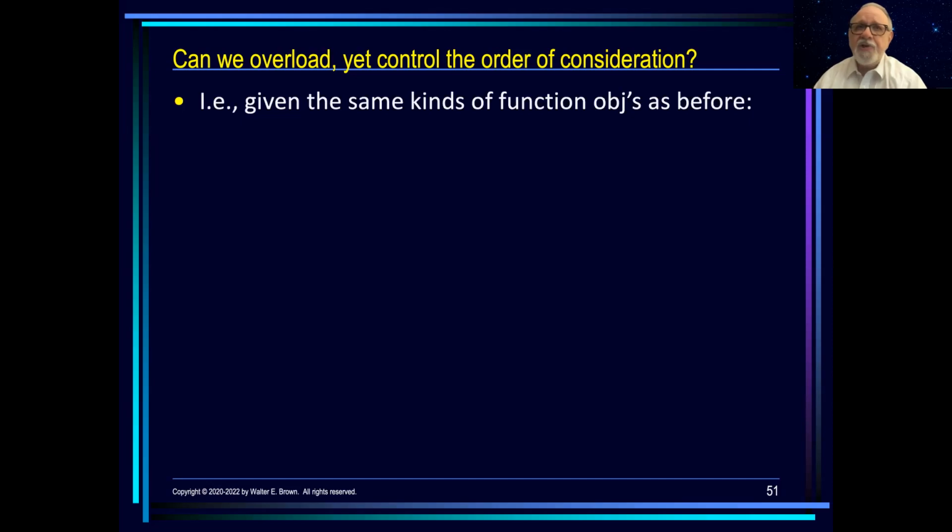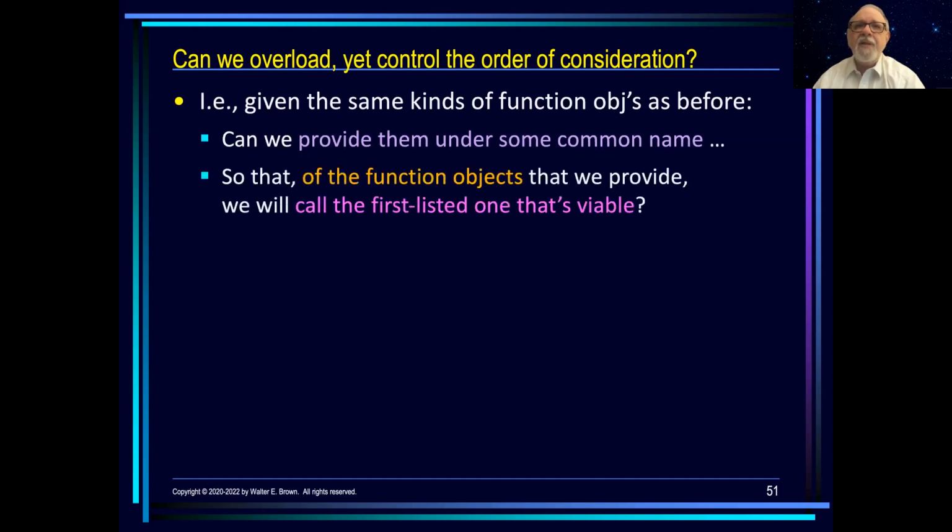Given the same kinds of function objects I described before, can we provide them under some common name so that of the function objects that we provide, we call the first one that we provided that turns out to be viable? In other words, we don't throw them all into one big pot and look for the one that's best. We look at them in order. Is the first one viable? Can we call it? Yes, let's call it. We're done. No? Okay, let's look at the second one. Is it viable? Can we call it? Yes, let's call it. We're done, and so on.